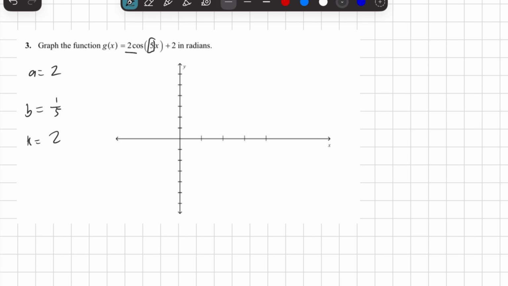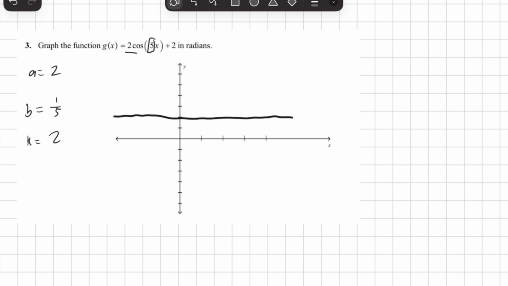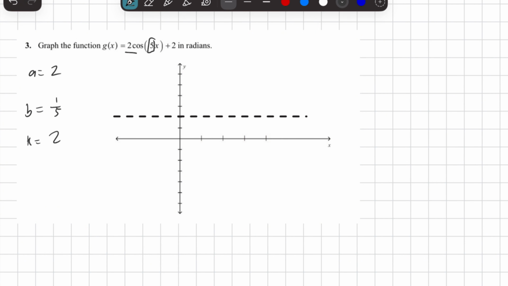All right, so to plot this, we're going to start with our midline and put that at 2. We get that from the k value here. So we're saying that cosine usually starts at 1. We have a vertical stretch of 2, so 1 times 2 is 2. And then we have a vertical shift of plus 2, so we're going to bring this up 2. So it should start here.